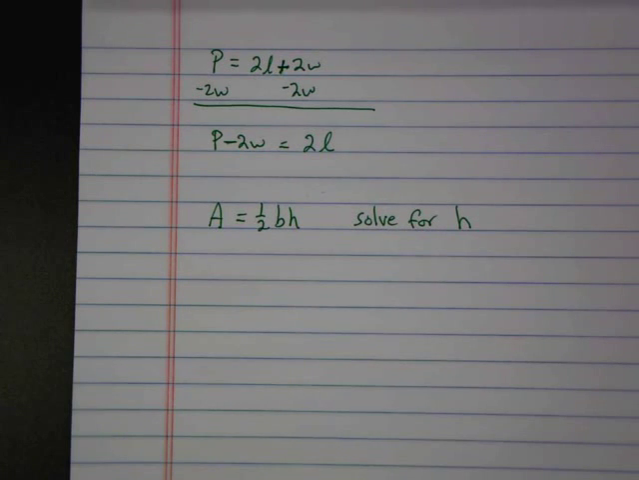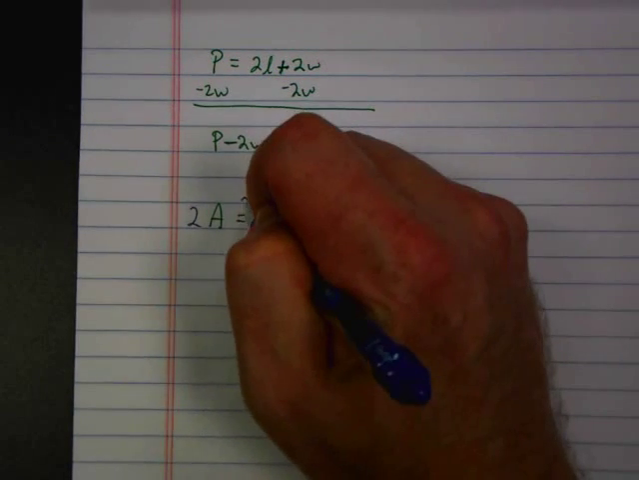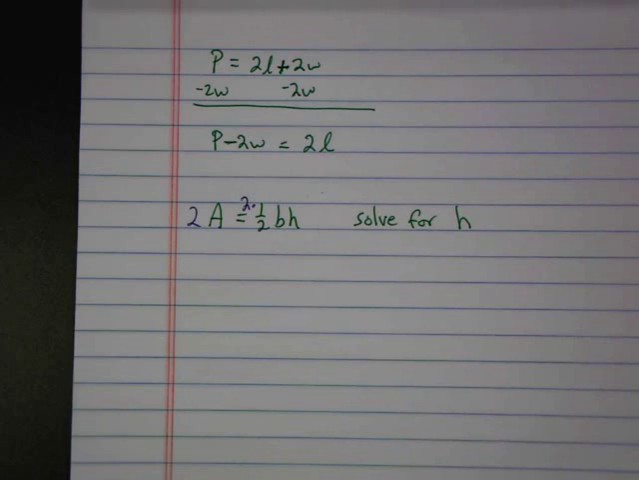Multiply everything by 2. Why are you multiplying everything by 2? Get rid of the fraction, just like we did before. When we had an equation with fractions, what was the first thing we always did? Got rid of them. We multiplied by the common denominator. So I'm going to multiply by 2 over here, and I'm going to multiply by 2 over there.